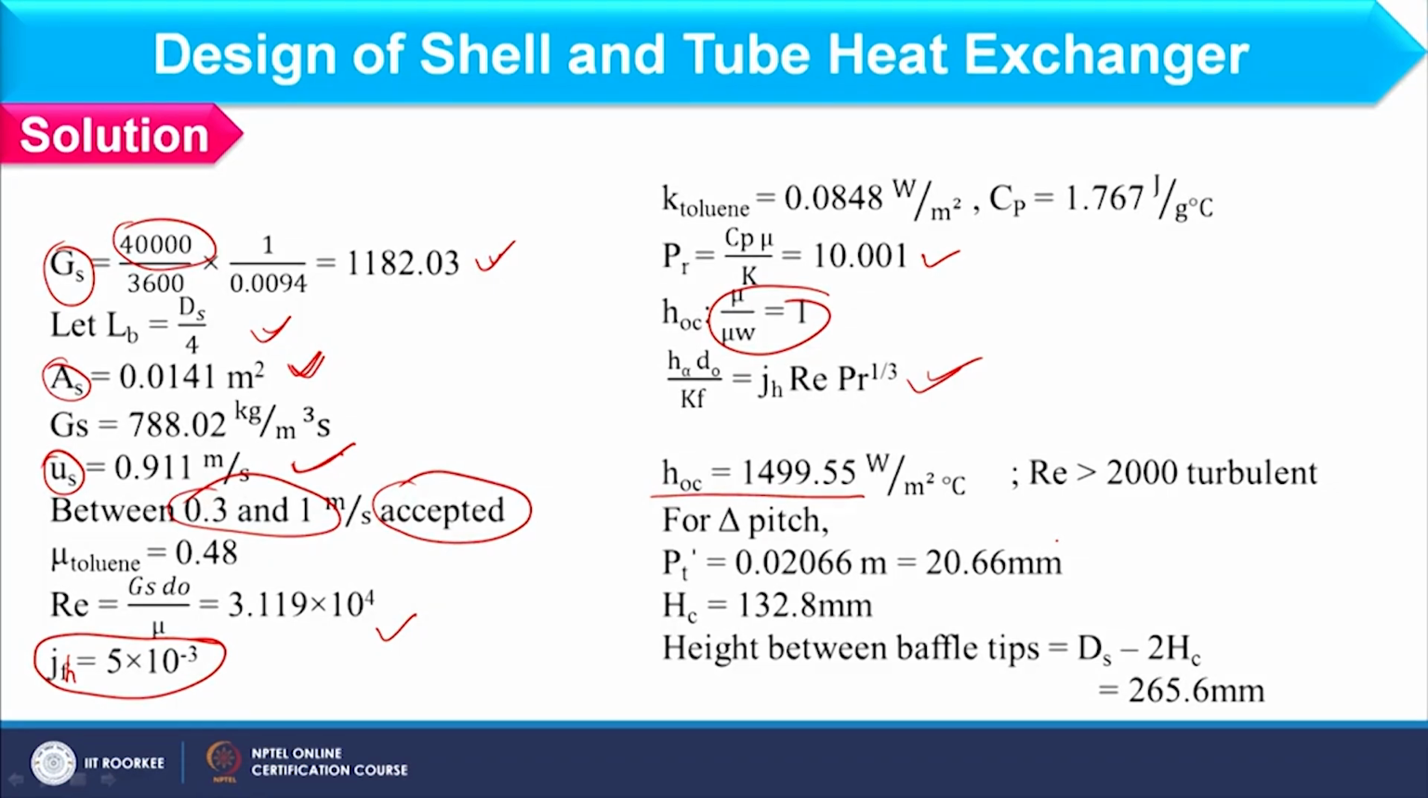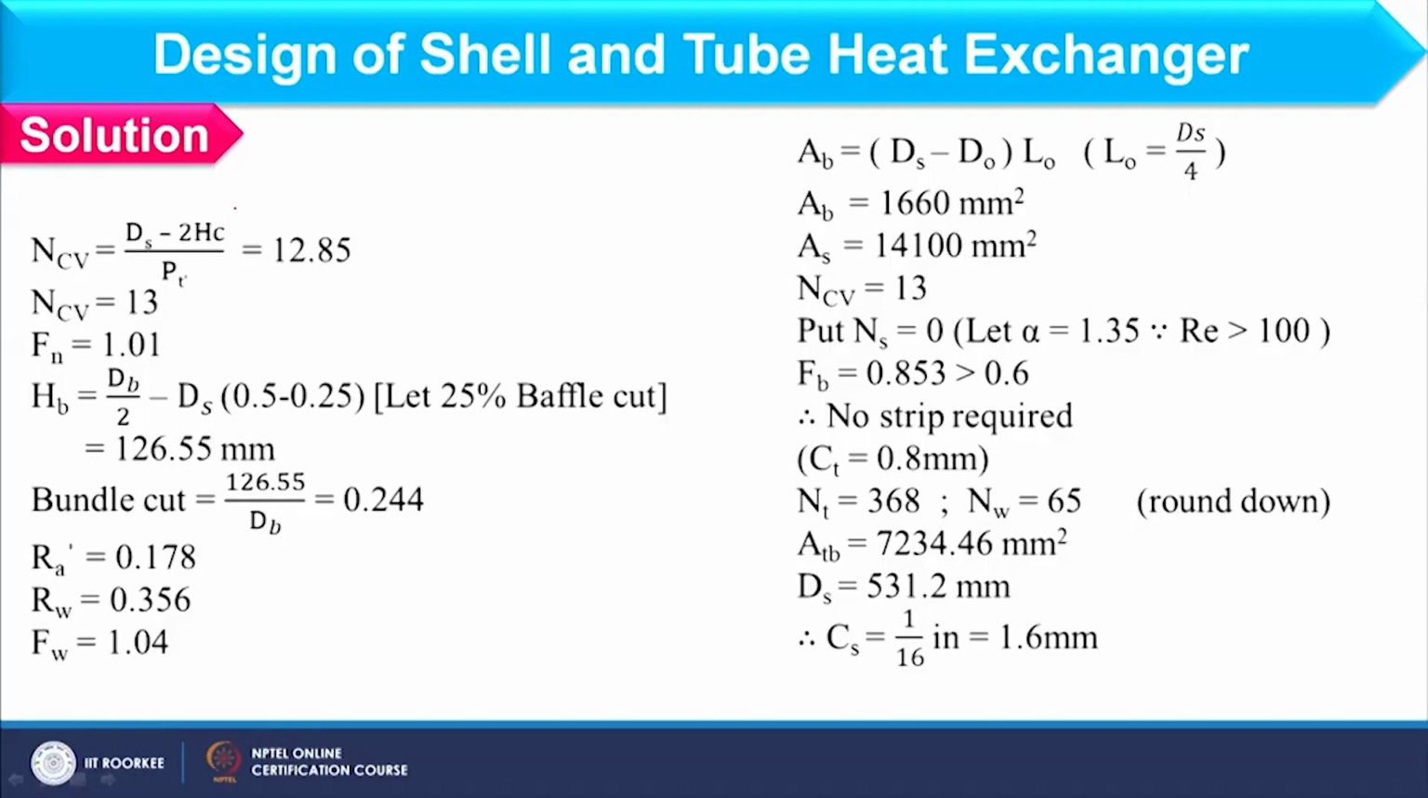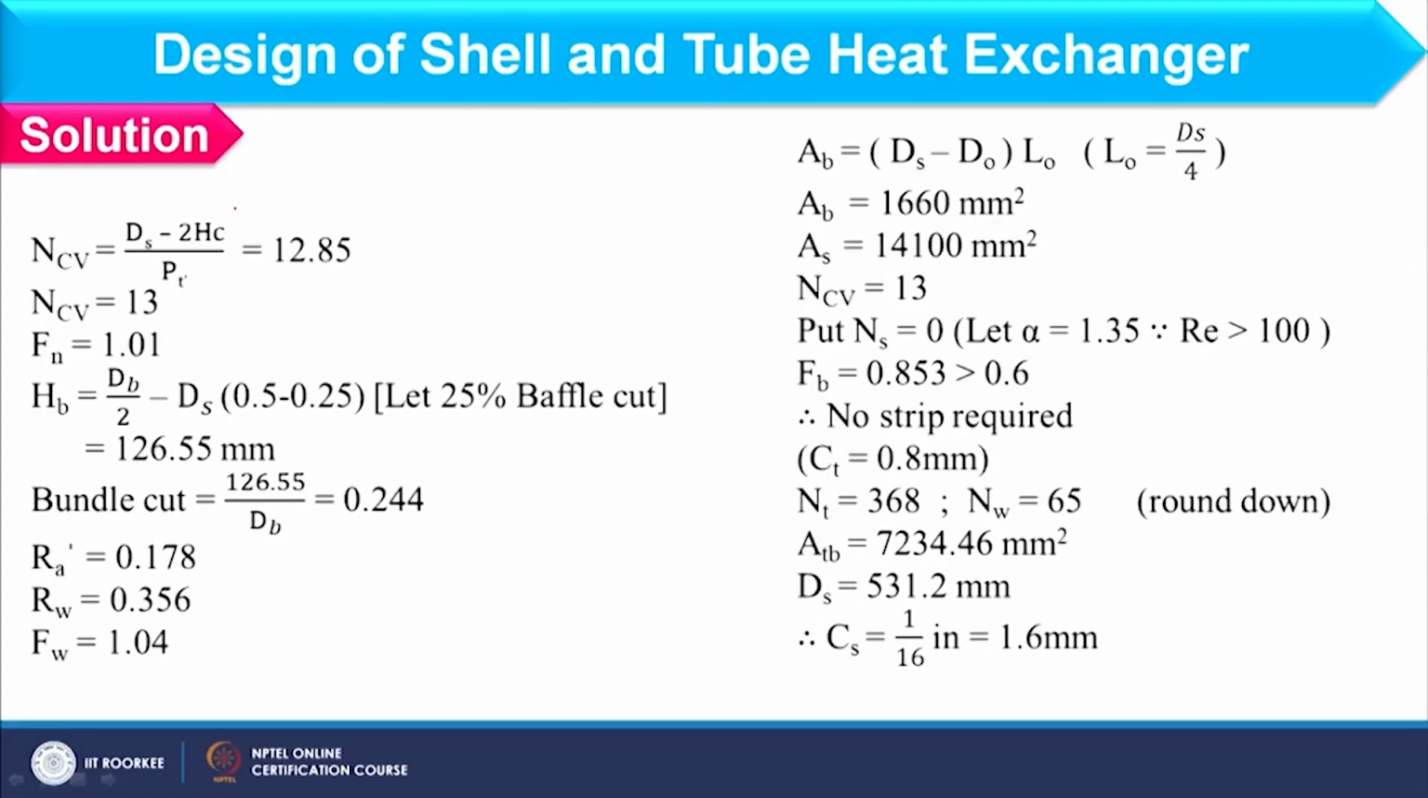like Fn, Fw, Fb and Fl. Okay. So, to start this, we should first focus on the Fn correction factor. So, let us start that. As far as this Fn correction factor is concerned, this will depend on the NCV value, because Reynolds number in shell side is more than 2000, right. So, we have to find out the Fn value from the graph, which will be based on the NCV value.